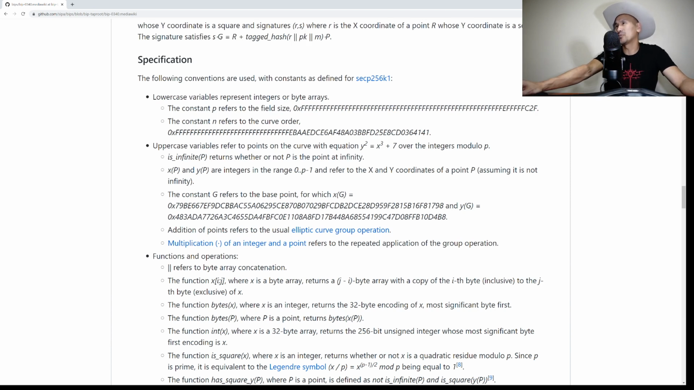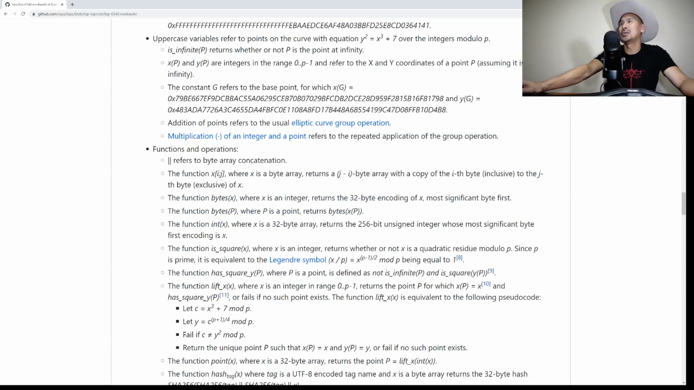Addition of points refers to the usual elliptic curve group operation. Yep. That's what you would call point addition. Multiplication of an integer and a point refers to repeated applications of the group operation. This is what you would call scalar multiplication from the book. Functions and operations. The double pipe symbol refers to byte array concatenation.